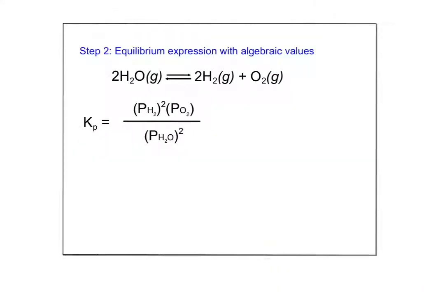So next, I have my K expression. Remember, it's products. So this is hydrogen, H2 squared, times oxygen, divided by the water squared because of that 2. So there's my Kp expression. These P's are telling me that we're using partial pressures. Notice we're using parentheses instead of brackets for partial pressures. Brackets are for concentration, parentheses and that capital P are for the partial pressures.